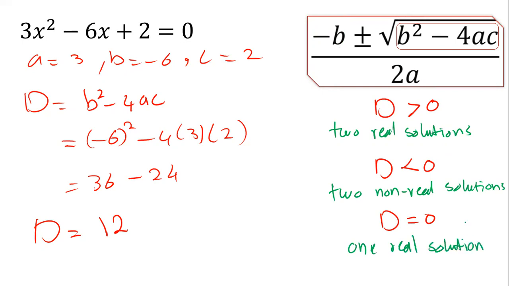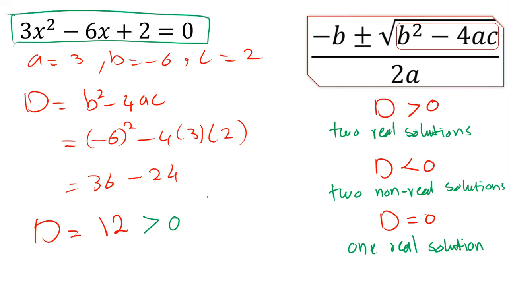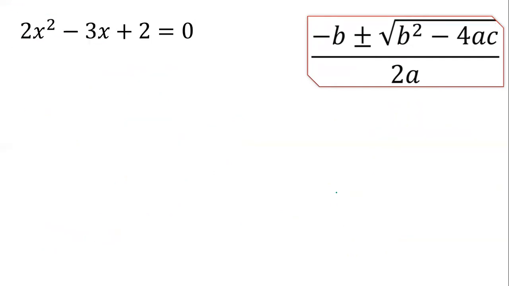Back to my question here. The discriminant is equal to 12, which is definitely greater than 0. So this quadratic equation has how many? 2 real solutions. I guess that's clear, isn't it? Let's come to the next one. Again and again, we're not focusing on the whole formula. We're taking only this part, the discriminant.